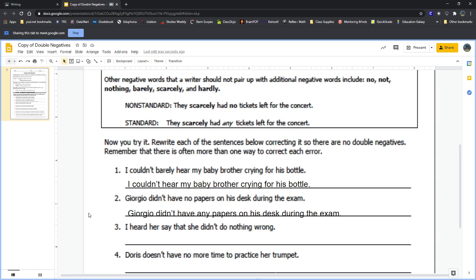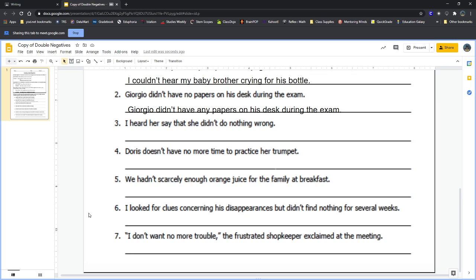Jadine. Oh, those ones you're going to be doing on your own. Okay. What's your suggestion for number 2? Okay. So instead of didn't, I could put had. Instead of didn't have, I could just say Giorgio had no papers on his desk during the exam. That would absolutely fix my sentence as well.